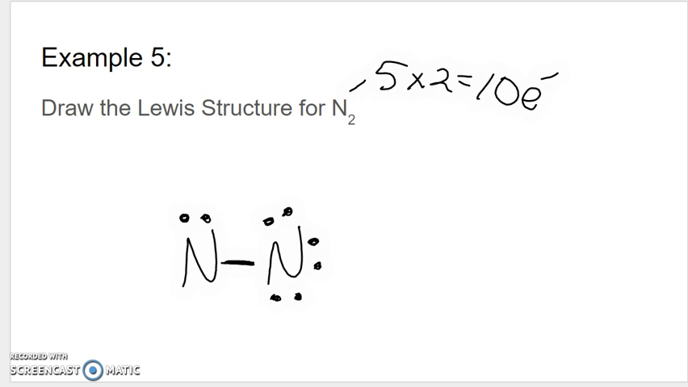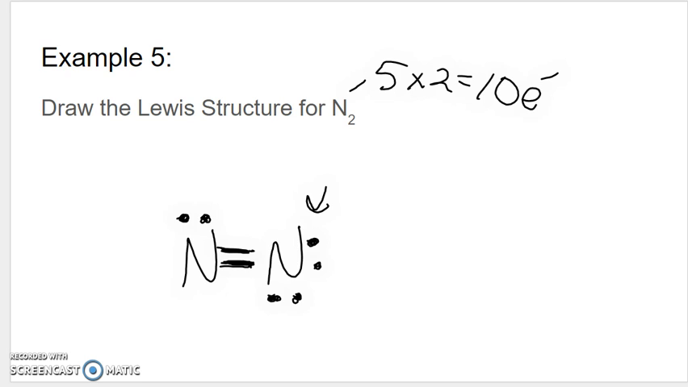Okay, so then you want to check for the octet rule. This one right here is great, but this one is not. So we don't want that. So we're going to go back and follow that rule of redistributing the electrons. We'll take this pair of electrons up here and make another bond. So now we have a double bond. Now we still are not following the octet rule. This guy is happy because he's got 1, 2, 3, 4, 5, 6, 7, 8. But the one on the left has 1, 2, 3, 4, 5, 6.